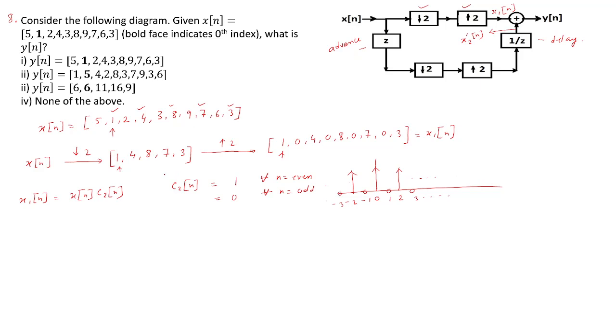So yeah, x1 of n we can denote like that: xn multiplied by a comb sequence which is going to keep its even index samples intact and bring the odd index samples down to 0. So let us see what we are getting at this position. We are performing an advance operation, so basically the output here is xn plus 1, and we are going to run a similar downsampling and upsampling procedure here.